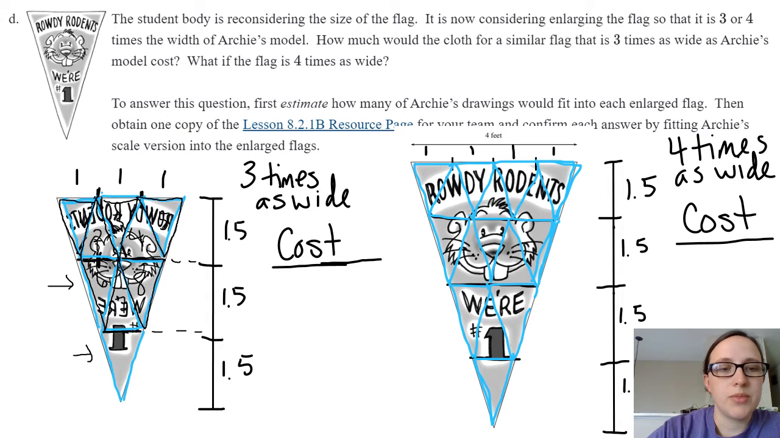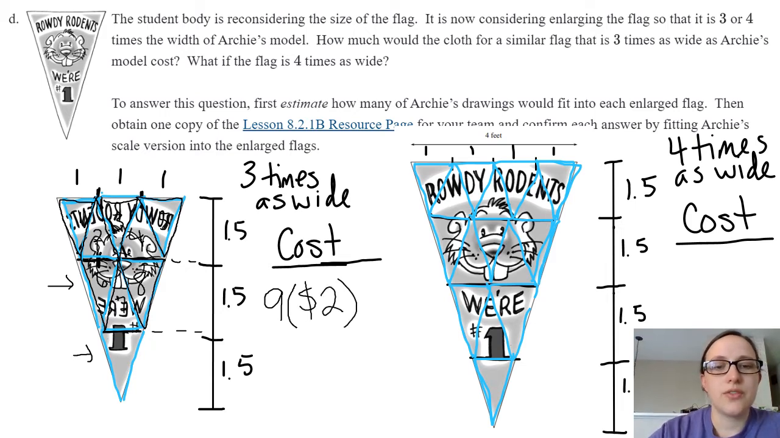So if it's 3 times as wide, it's actually 9 times the area. The area is 9 times bigger. So we're going to multiply those 9 flags times $2 since each of them costs $2. And so the cost of this flag would be $18.